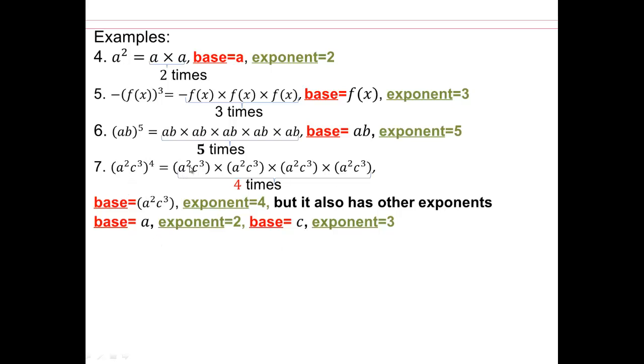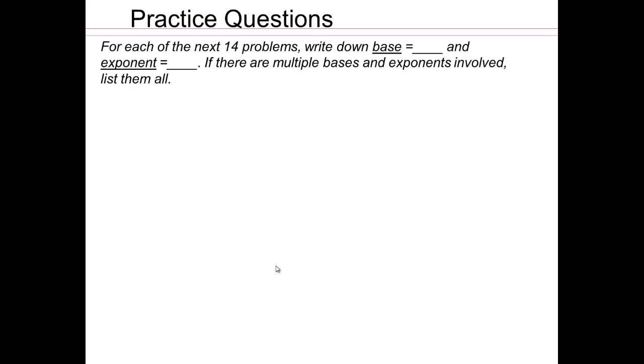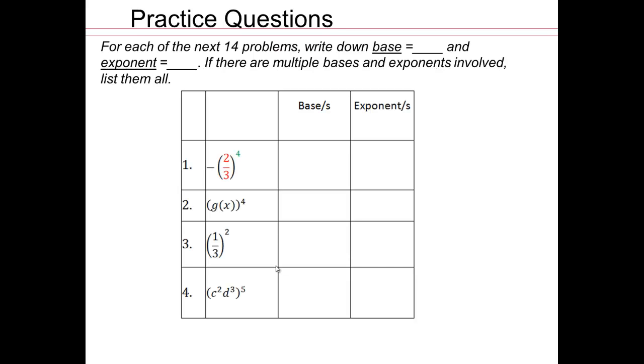But then in a squared c cubed, a is the base, 2 is the exponent. C cubed, c is the base, 3 is the exponent. So if we ask you to write base and exponent, it's very important that you figure out what's the base and what's the exponent. All right, so let's see if you can do the next few problems on your own. Write down the base and write down the exponent. And in your head, process what it means. Does the negative belong to the base or does the negative belong on the outside?